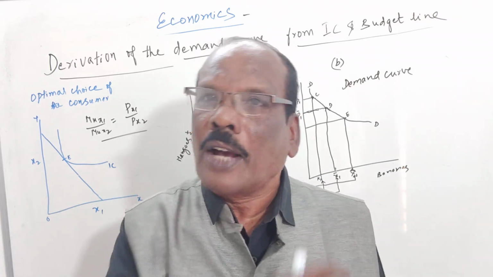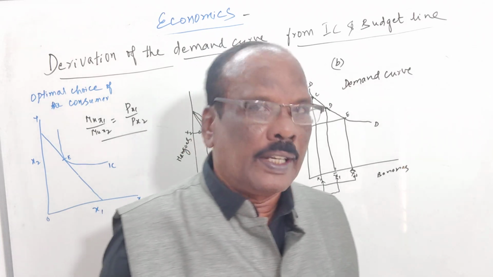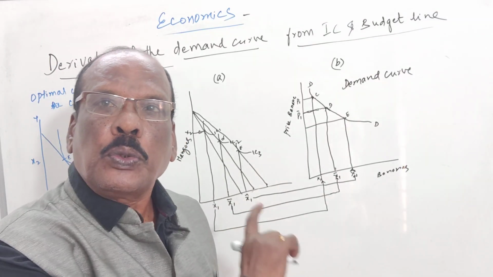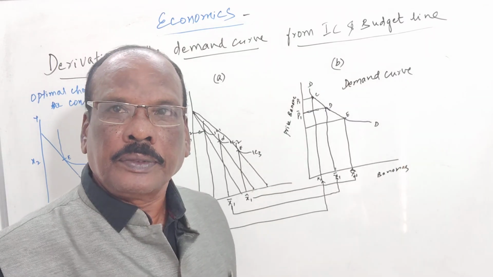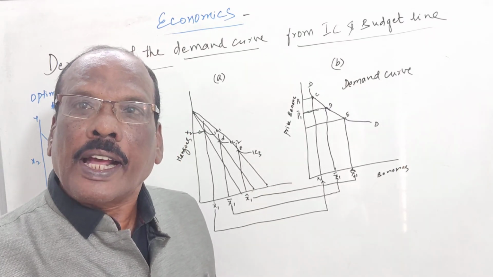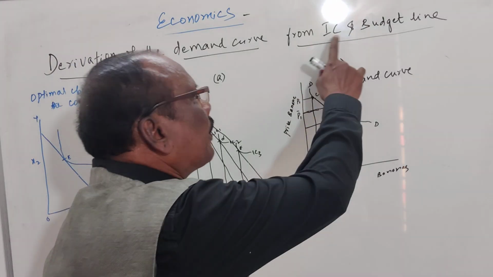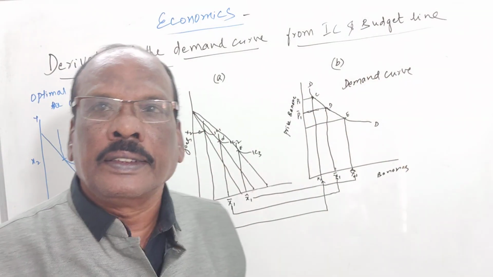Let's go to these two diagrams. These two diagrams will explain how to derive the demand curve from indifference curve and budget line.